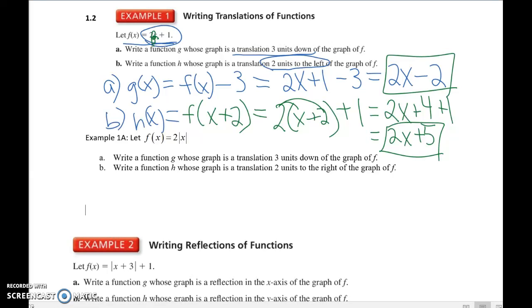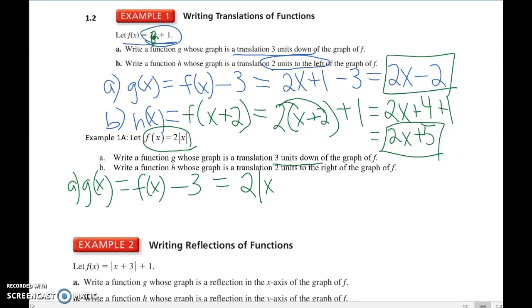Looking at example 1a, I have an absolute value function. So for part A, I want to write g of x, and it's a translation 3 units down again. So I just take f of x and subtract 3 on the outside. So this would just be 2 absolute value of x minus 3, and we're done.